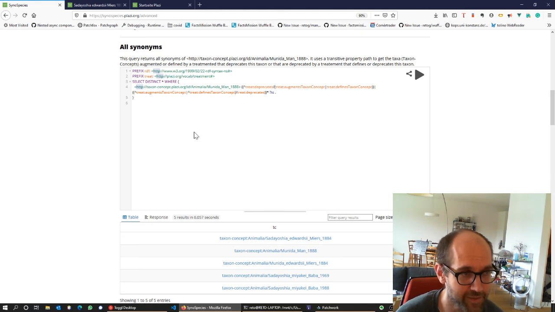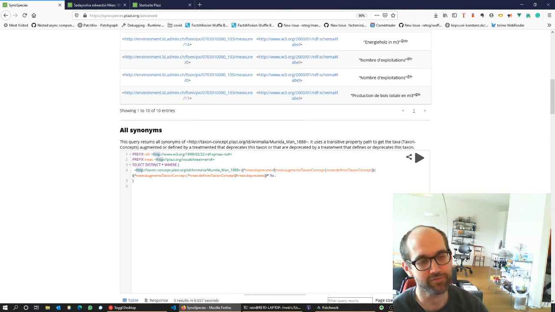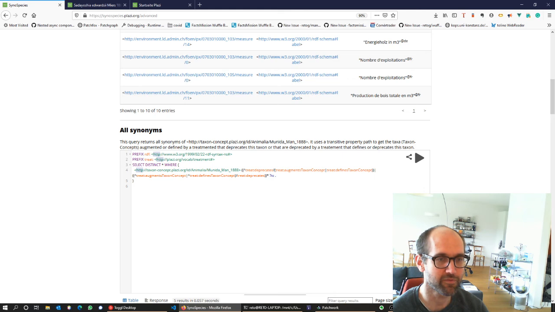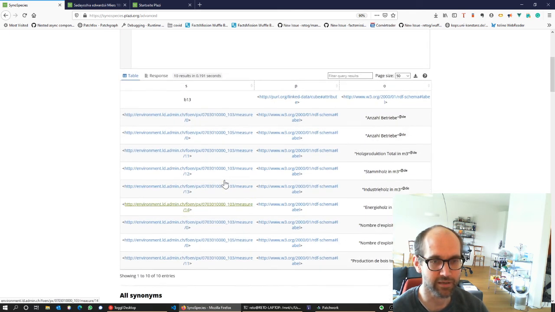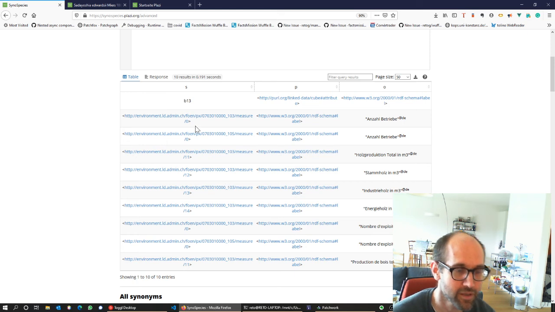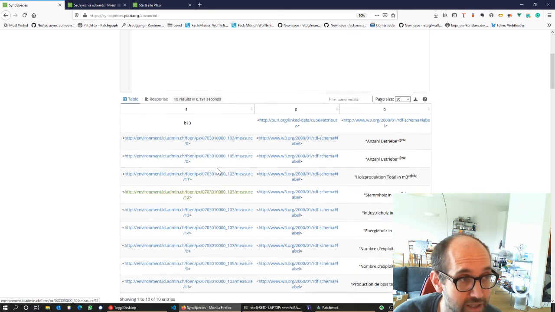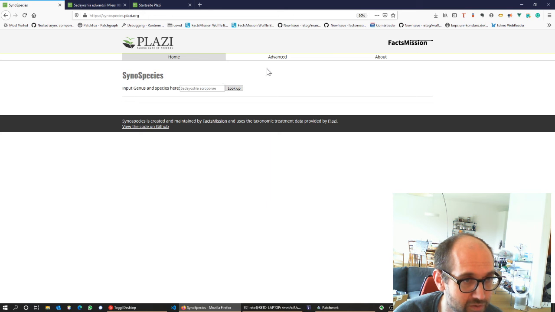So this is the technical view. This is for experts running SPARQL queries. They can answer more complex questions than the ones that can be answered using the simple interface shown before.